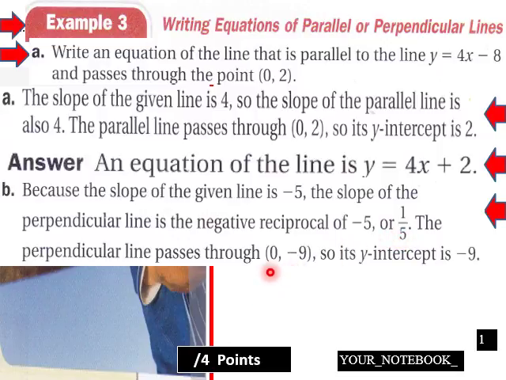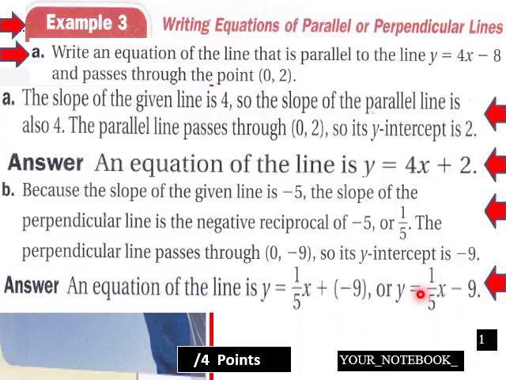The perpendicular line passes through (0, -9), so its y-intercept is -9. An equation of the line, the perpendicular, is y equals 1/5 x minus 9. That would be the equation of the perpendicular line to this line here.